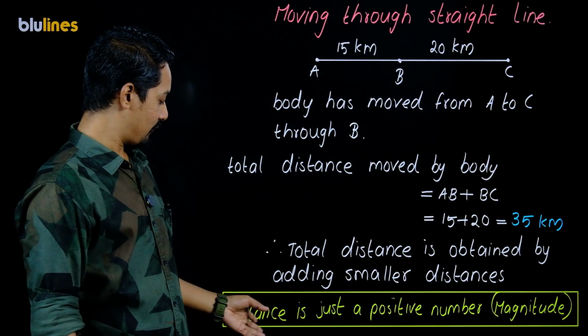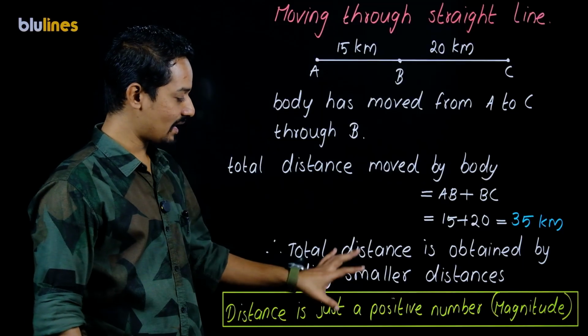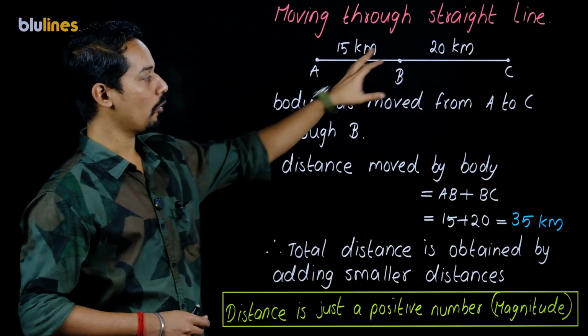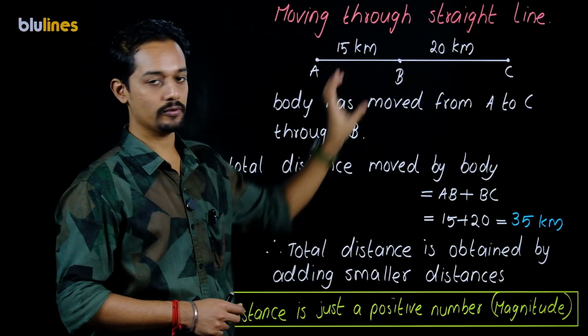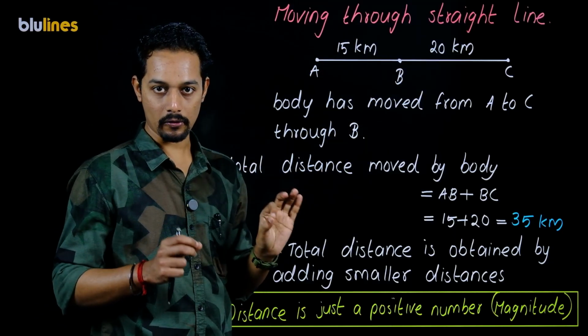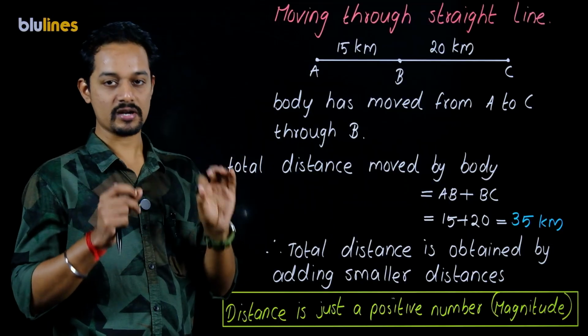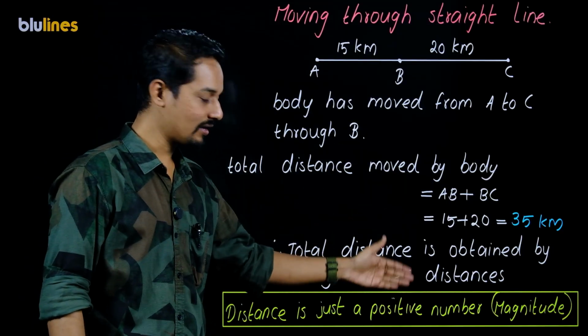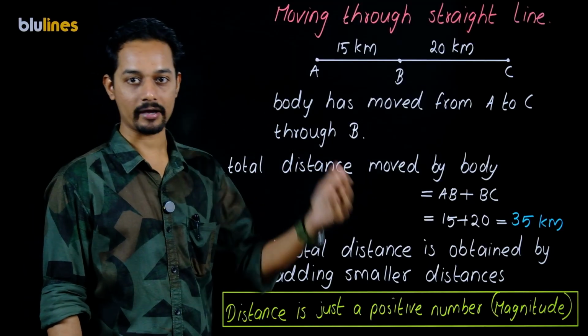And finally, we make a statement: the distance is just a positive number, a magnitude. We didn't take minus 15 or minus 20. We have just taken 15 and 20, which are just the positive values. Therefore, for measuring distance, we always take the positive value. Hence, we call it just a positive valued quantity or magnitude.